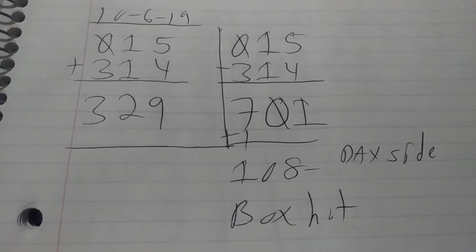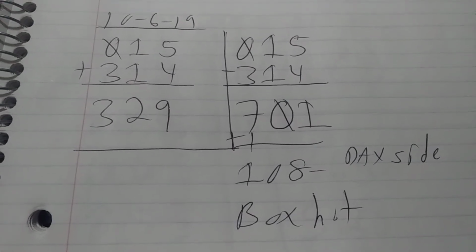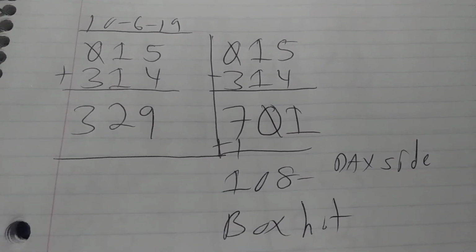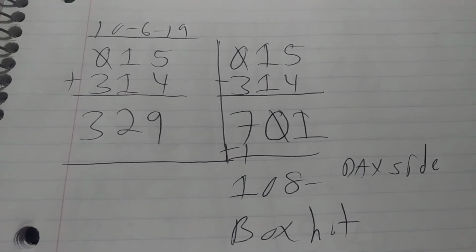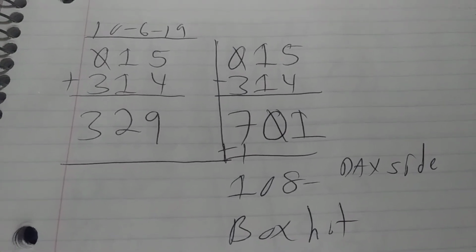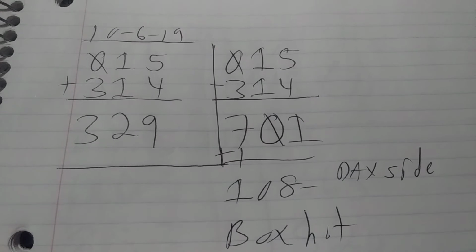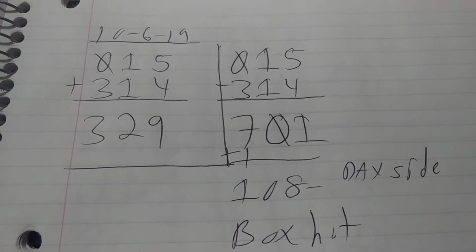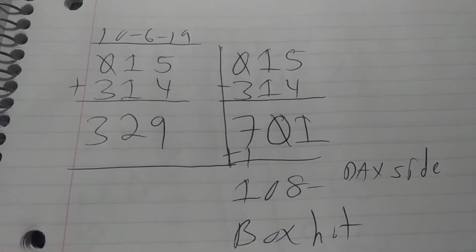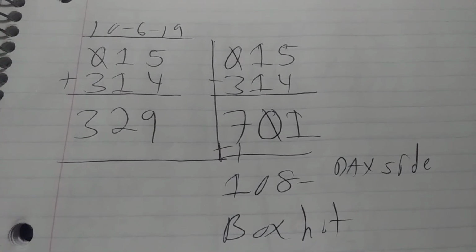You're going to add 314 and minus off 314. So you have 0 plus 3, which is 3. 1 plus 1, which is 2. 5 plus 4, which is 9. So 329 did not hit in the next 7 days.